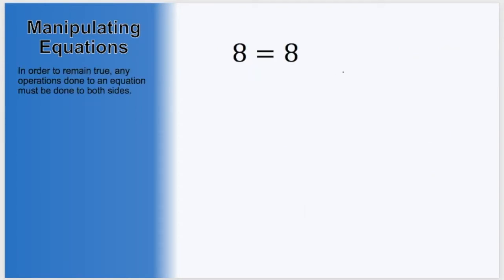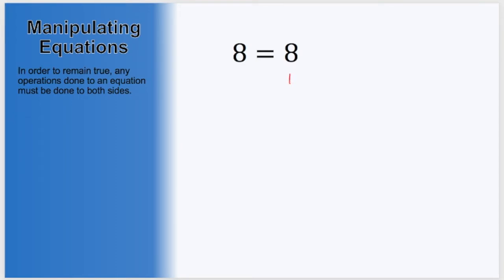To demonstrate this, consider an obviously true equation, 8 equals 8. If I suddenly decided I wanted to add 2 to only the right side of this equation, I end up getting the 8 on the left is equal to 8 plus 2 on the right, and doing the addition will give 8 equals 10. And this doesn't make any sense. 8 is not equal to 10.